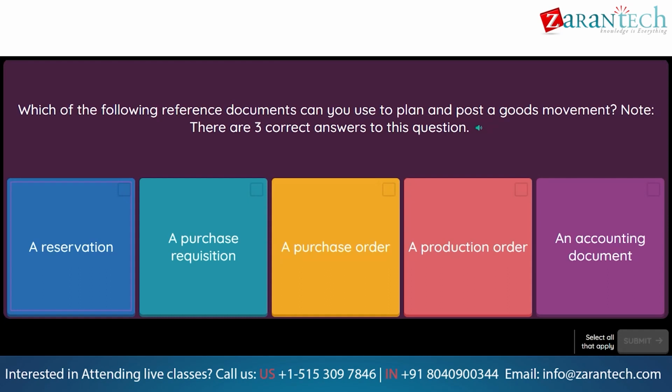Option 1, a reservation. Option 2, a purchase requisition. Option 3, a purchase order. Option 4, a production order. Option 5, an accounting document.